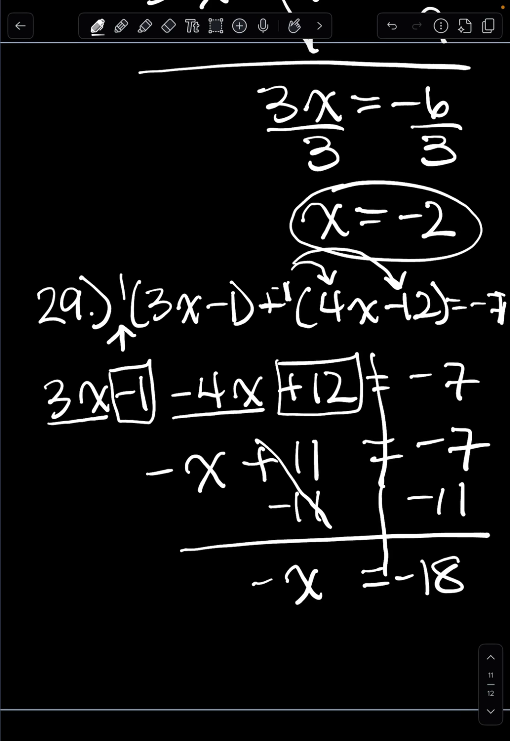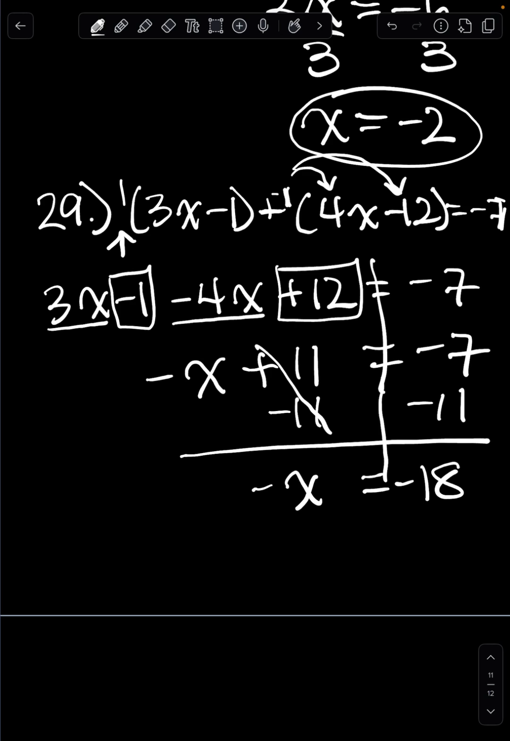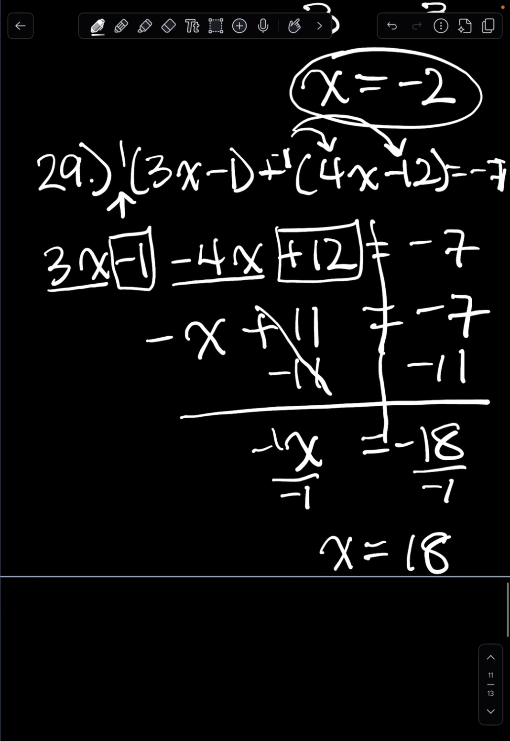keep the sign. When you have a negative x on both, negative x and negative 18, you could just take the negatives out and get positive x equals positive 18. Really what you were doing, the math behind it, not everybody writes that, but the math behind it would be dividing both sides by negative 1, which gets you 18.